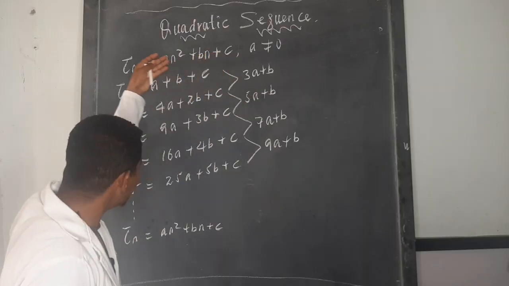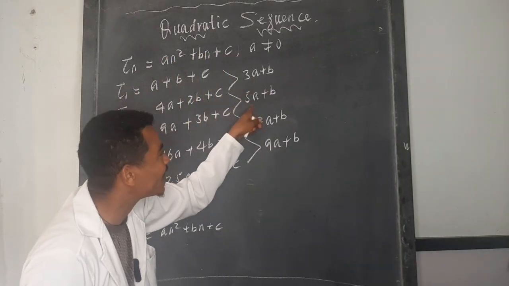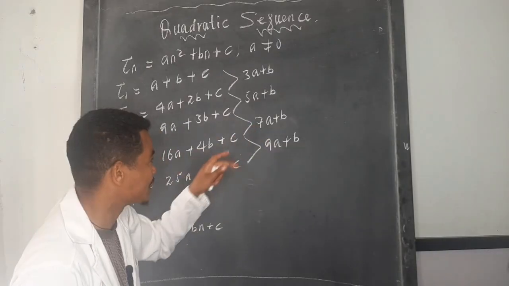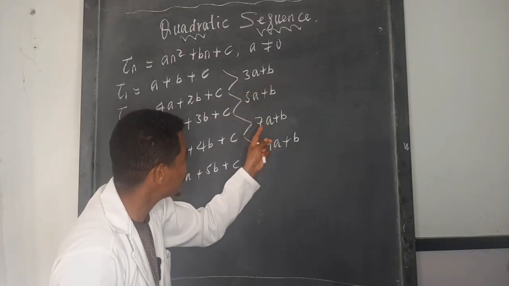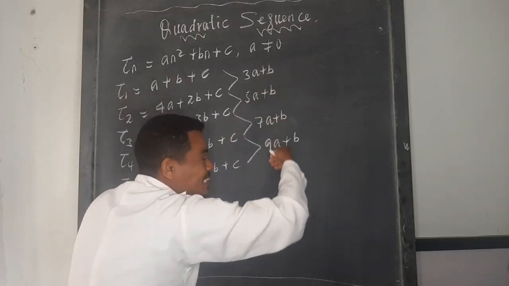This sequence is not a linear sequence, because if it were a linear sequence, we would have found a common difference at the first step. So 3a plus b, 5a plus b, 7a plus b, 9a plus b, they are not equal. This one is the first difference.